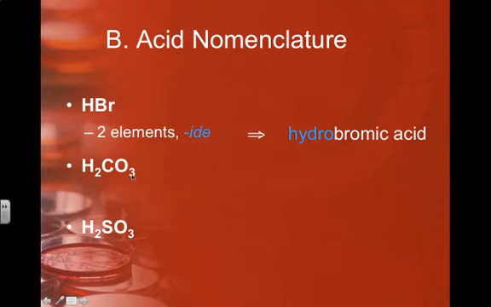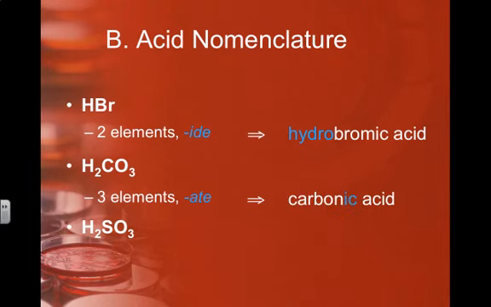The next one, we've got H2CO3. Again, these are all nonmetals: hydrogen, carbon, and oxygen. We ask ourselves how many elements are in it. It's more than two, so there is no hydro prefix. Then the next question is, does it end in ate or ite? CO3 is carbonate, so it ends in ate, so you end it in ic acid. Carbonic acid.